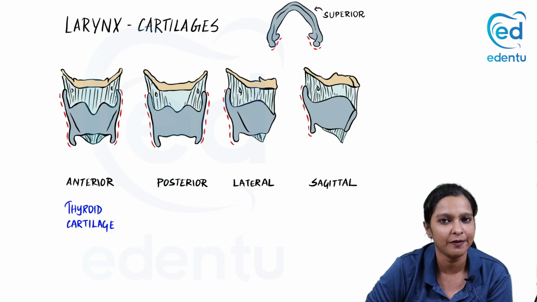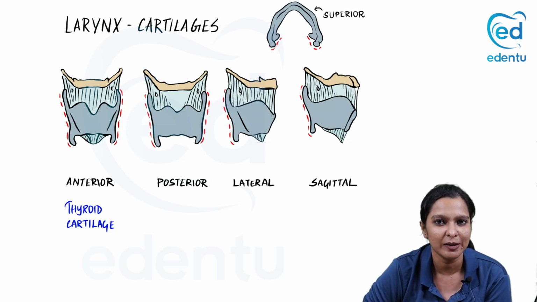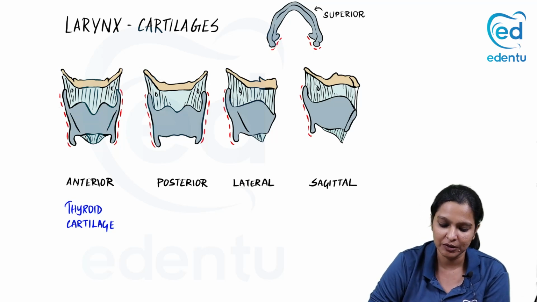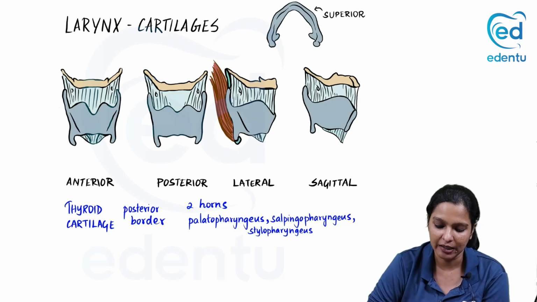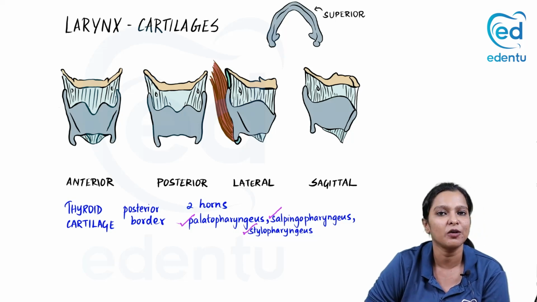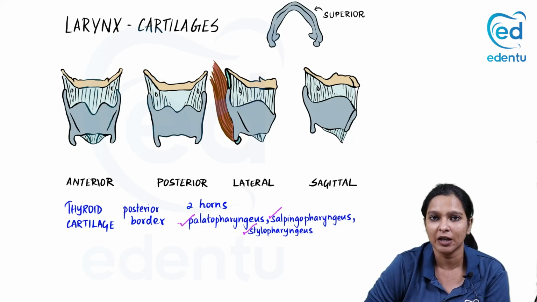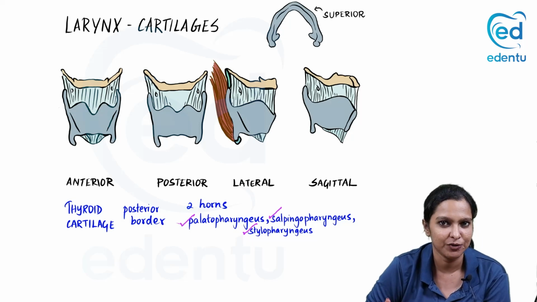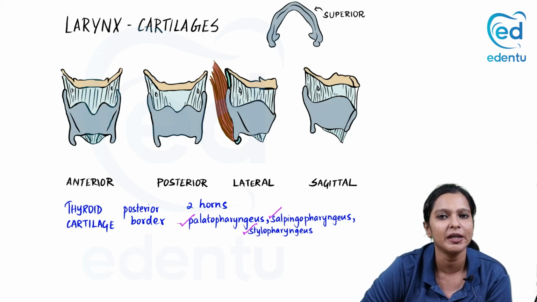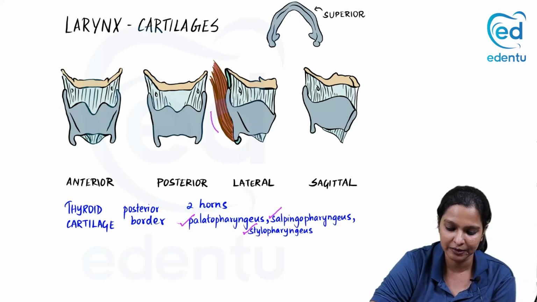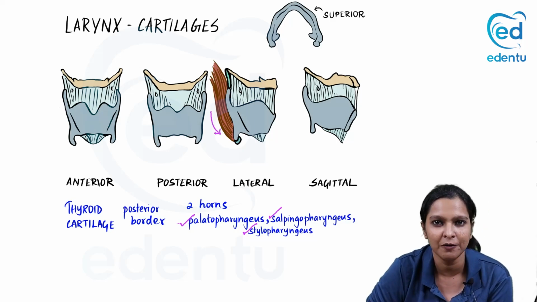We've already read in pharynx. Pharynx consists of two types of muscles, circular and longitudinal muscles, right? So the longitudinal muscles of pharynx will get inserted into the posterior border of thyroid cartilage. What are all the longitudinal muscles? Palatopharyngeus, salpingopharyngeus and stylopharyngeus. Palatopharyngeus comes from the soft palate, salpingopharyngeus from the eustachian tube and stylopharyngeus from the styloid process. All these three will form a common tendon that will get inserted into the posterior border of thyroid cartilage. You can see like this. These are the longitudinal muscles of pharynx.